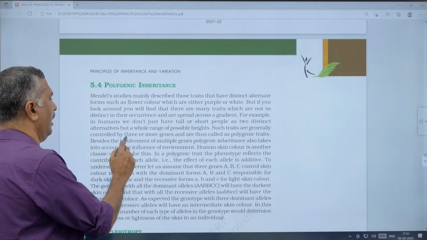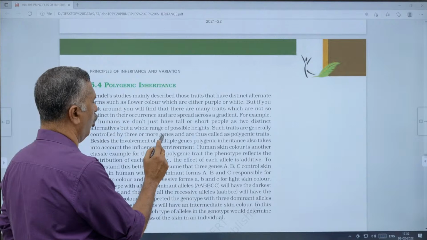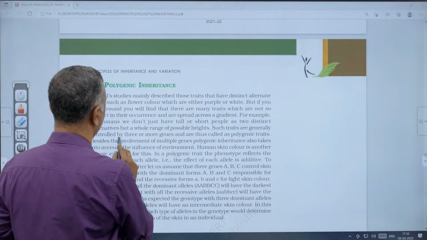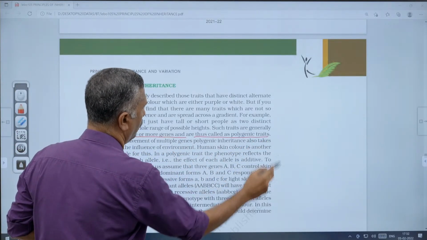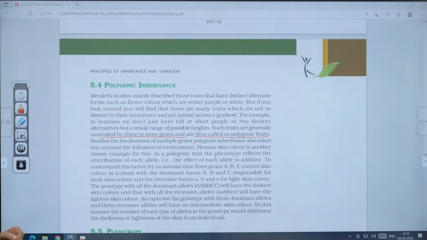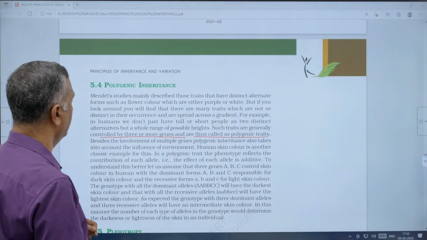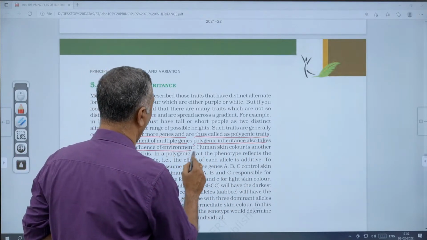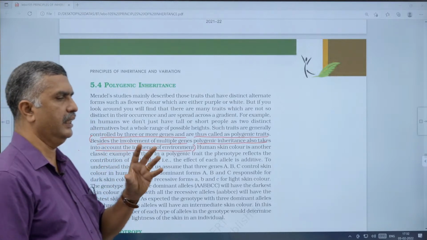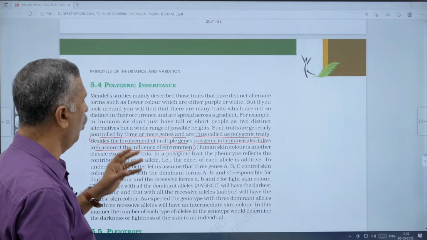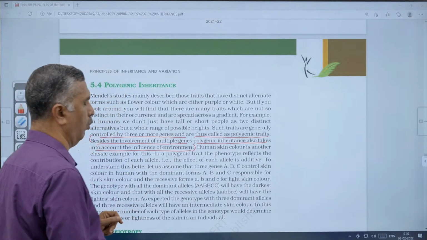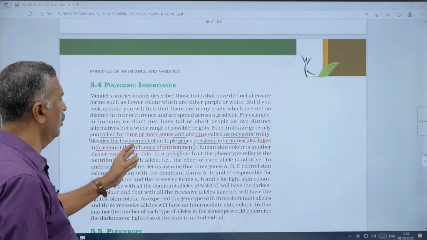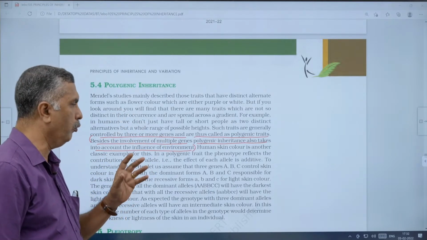Such traits are generally controlled by three or more genes, and are called polygenic traits or polygenic inheritance. Besides the involvement of these multiple genes, polygenic inheritance also takes into account the influence of environment. The environmental factor is also influencing the process.